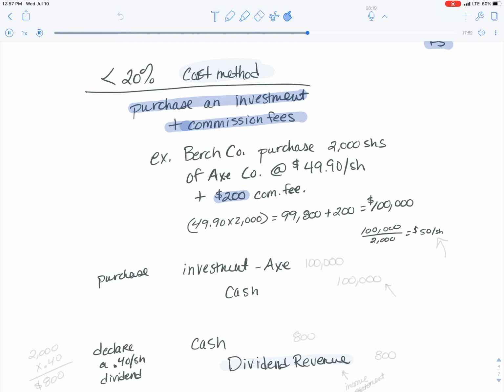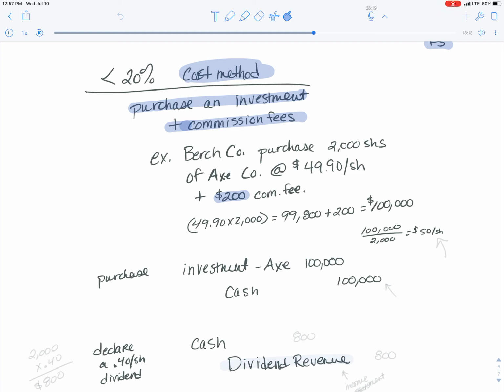So here's how we record it using the cost method. This is the cost method because we own less than 20% of this company. We're going to record investment as an asset on our books for $100,000, and we're going to pay cash of $100,000. Notice our investment that sits as an asset includes that commission price we added.